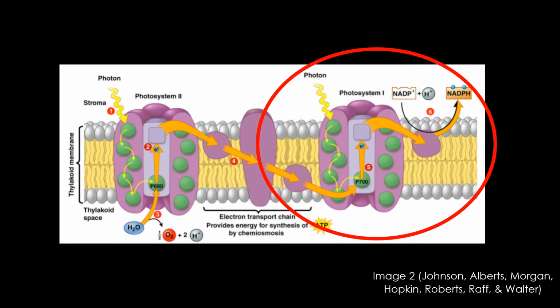In this image of the light-dependent reactions, photosystem I is circled. Notice how once the electrons go back into PS1, the sunlight photons re-energize them back to a high-energy state. Then, the electron energy is used to power NADP+ reductase to form NADPH. This concludes the light-dependent reactions.